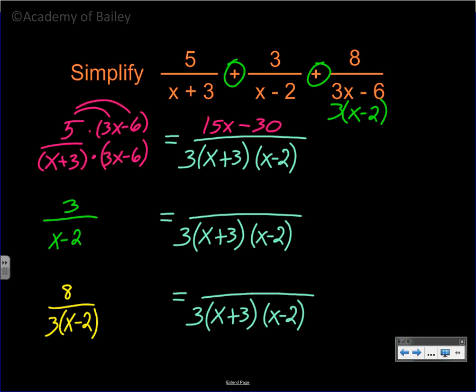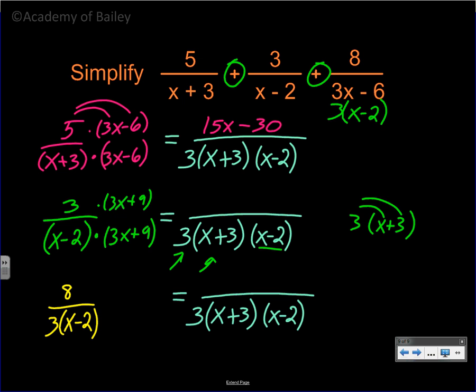Let's look at the next fraction we have, 3 over x minus 2. What did we multiply x minus 2 by to get this? Well, there's x minus 2. Looks like we multiplied it by 3 and x plus 3. So 3 times x plus 3 is 3x plus 9. If you multiplied the bottom by 3x plus 9, you have to multiply the top by 3x plus 9, and that will give you 9x plus 27.